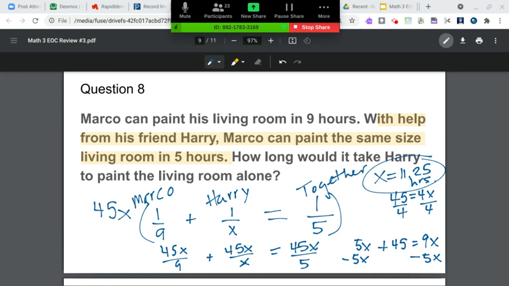Okay. Make sure you have that work rate down. You'll probably see one on the exam. 1 over time alone plus 1 over time alone equals 1 over time together.